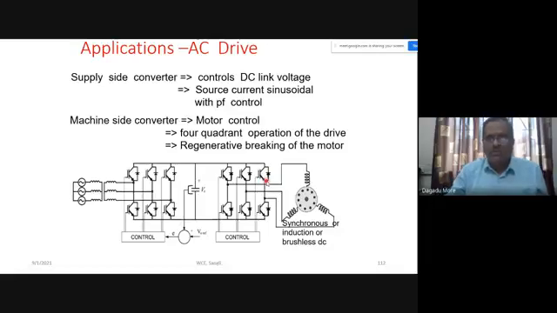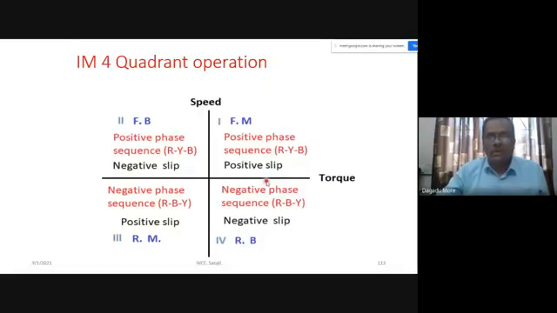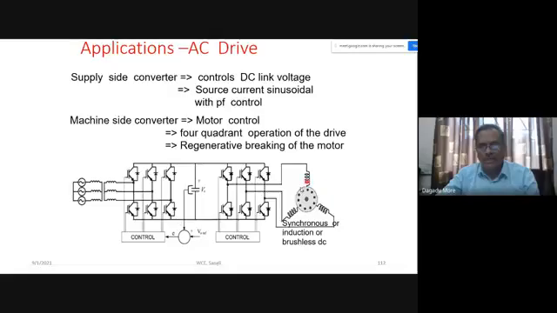We achieve the four quadrant operation, so we can run the drive in both directions, forward as well as reverse, and we can brake the drive when it is running in forward direction as well as reverse direction. And this braking is a regenerative braking. During braking, the power generated in the machine is given to the inverter that will work as a rectifier, and this rectifier will work as an inverter, and power will be fed back to the supply.